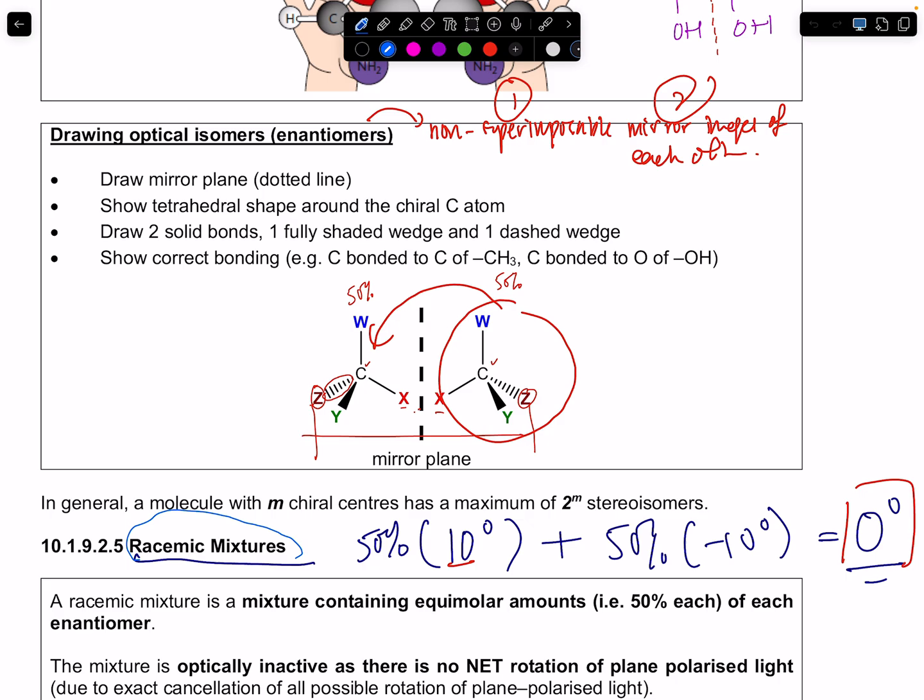Or the other way is you already know what you're synthesizing, right? So you will know there is a chiral carbon, for example. Then when you test the sample, you realize, how come it's optically inactive? Then you suspect there's 50% each of the enantiomers. That's why it's optically inactive.